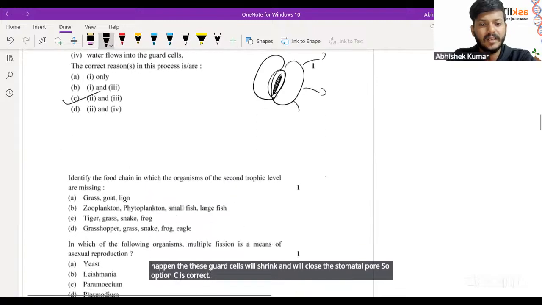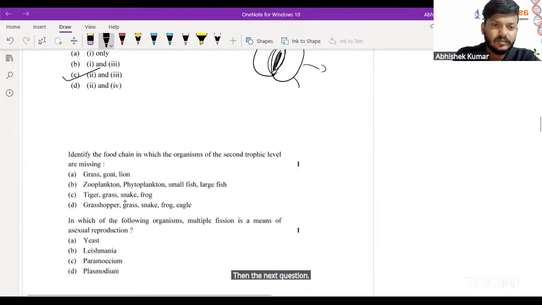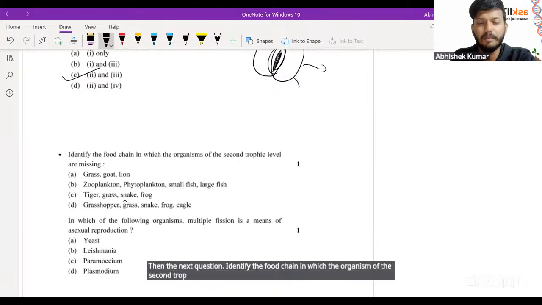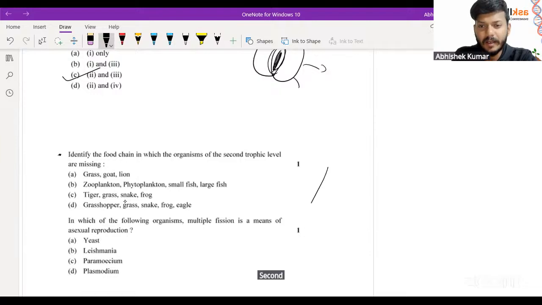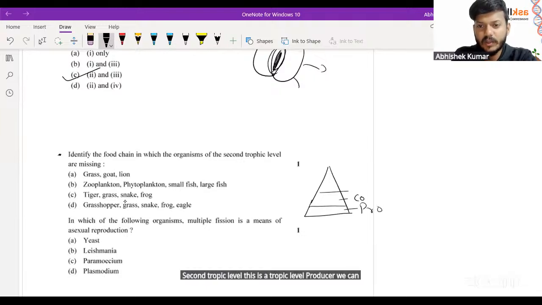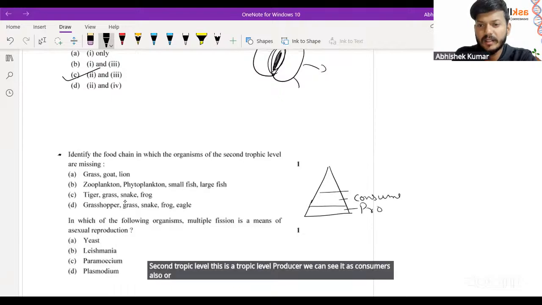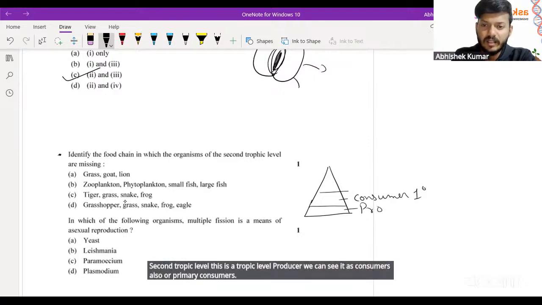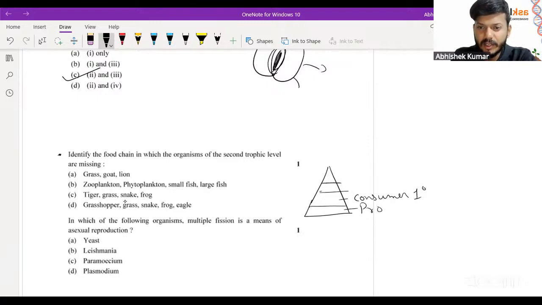Then the next question. Identify the food chain in which the organism of the second trophic level are missing. Second trophic level. This is a trophic level. Producer. We can say it as consumers also, or primary consumers, and then tertiary and all.